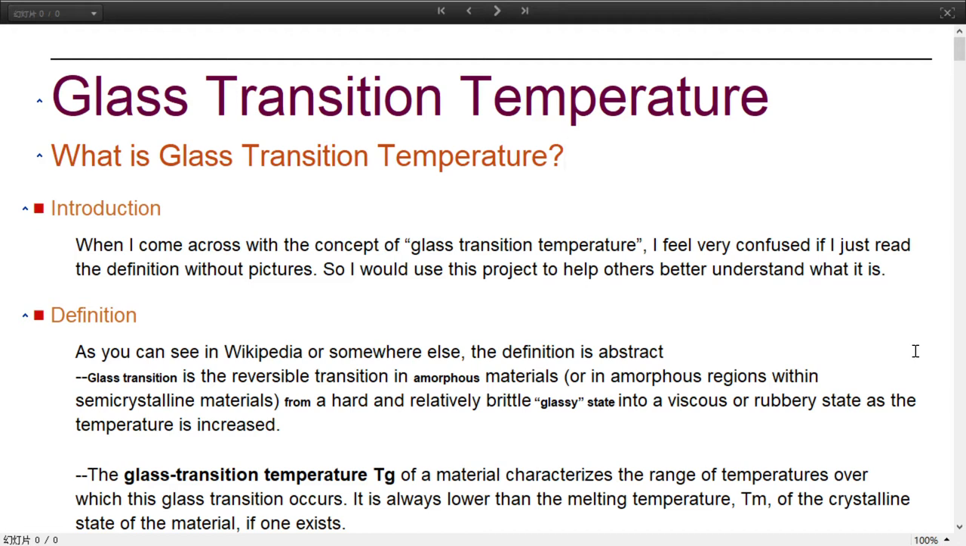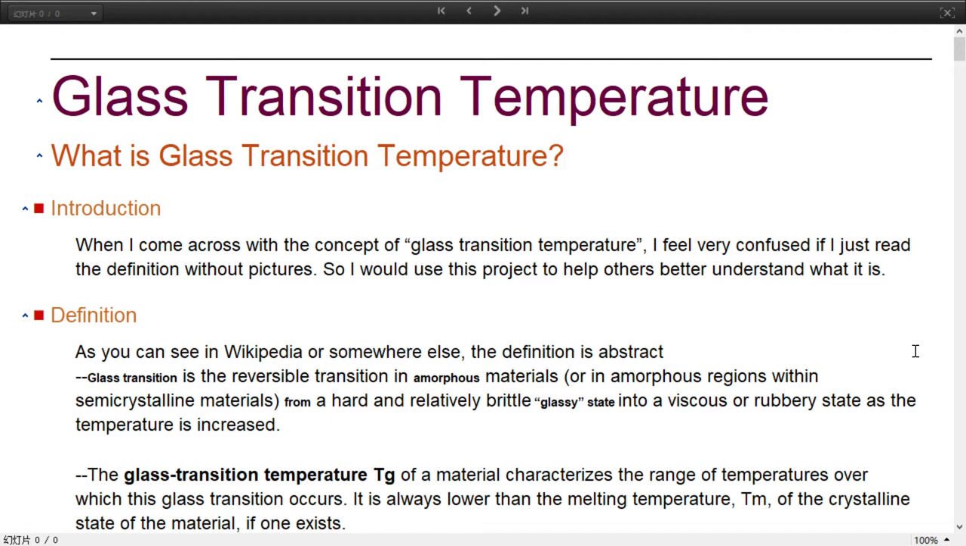When I come across the concept of glass transition temperature, I feel very confused about it if I just read the definition without pictures. So I would use this project to help others better understand what it is. As you can see in Wikipedia or somewhere else, the definition is abstract. I can read one of these for you.